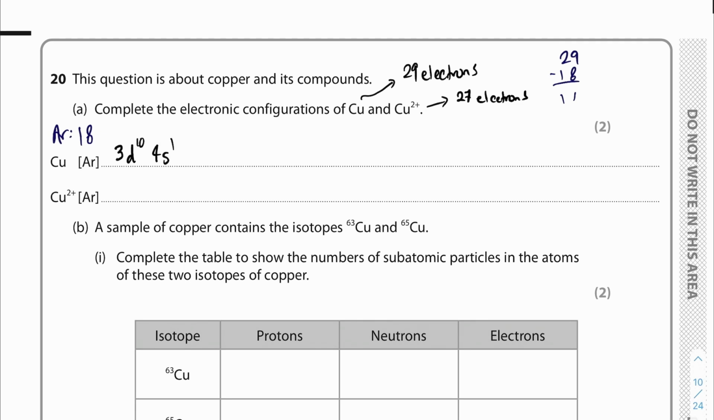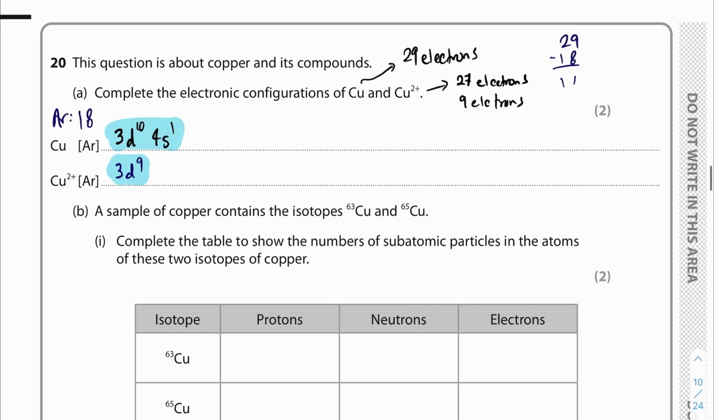That's pretty straightforward. And because Cu2+ has 27 electrons, so this will have how many electrons after Ar? 9 electrons after Ar. So the answer will just be 3d9. So you need to get both these answers to get the 2 marks.